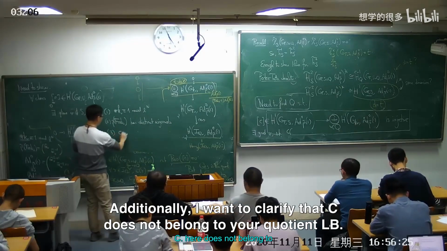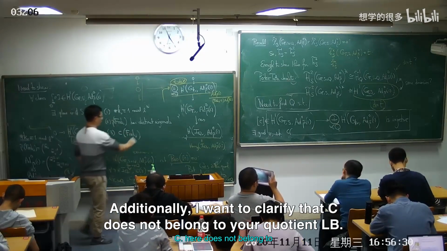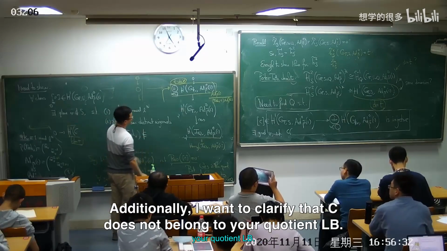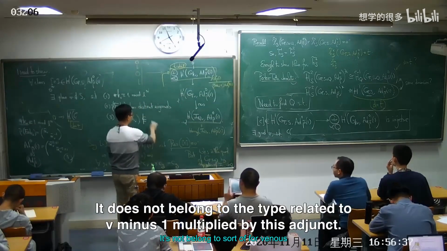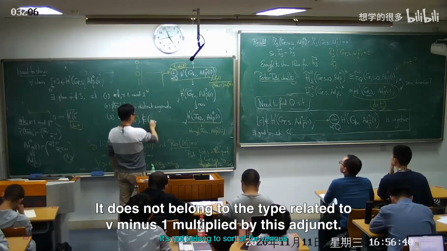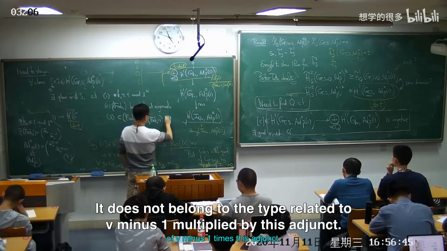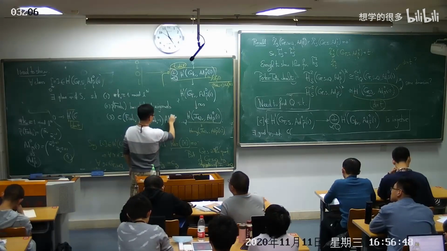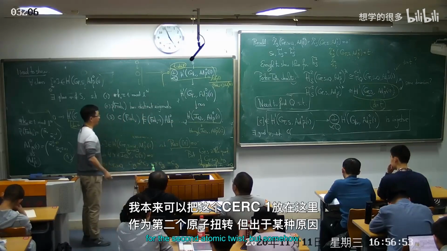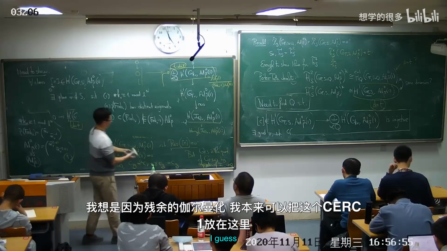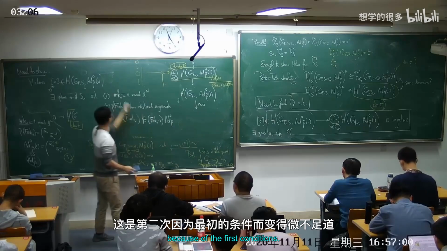And thirdly, I want this class C to not belong to the thing you quotient down by. It does not belong to Frobenius of V minus 1 times this adjoint representation. I could have put this circ 1 here for the cyclotomic twist, but because of the first condition, the cyclotomic twist is trivial for the residual Galois representation.